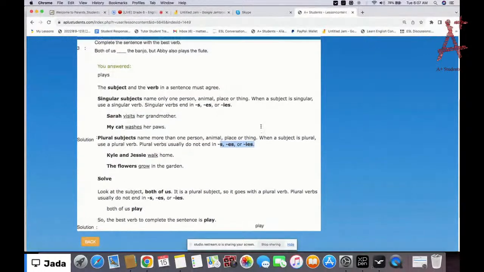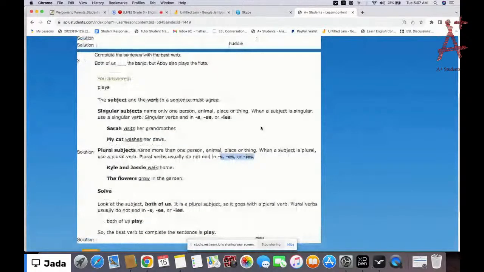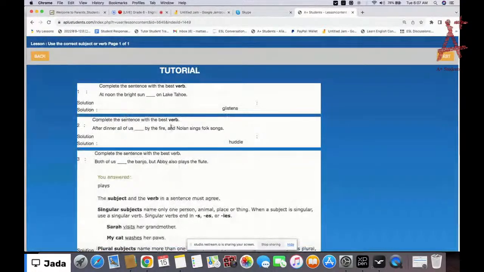All right, let's see examples. Complete the sentence with the best verb. After dinner, all of us huddle by the fire and Nolan sings folk songs. Because it has all of us, it shows that it is more than one person, so we're plenty, four, five, six. So huddle here, without the s, is the plural verb. After dinner, all of us huddle by the fire and Nolan sings the folk songs.